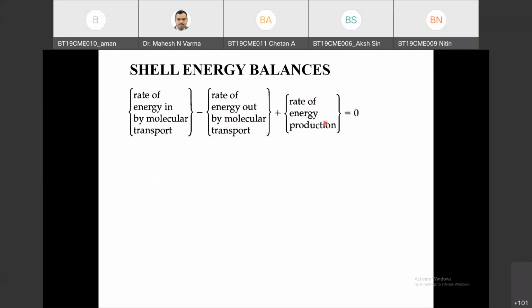So how to get the rate of energy production? It is given per unit volume, multiplied by the volume of the differential shell. What is the rate of energy production per unit volume given? Roll number 11, Chetan. Yes, sir. It is given, multiplied by volume. What will be the volume? 2 pi r into delta r into L. Very good. How to get the rate of energy coming in by molecular transport? Sir, Qr at r.